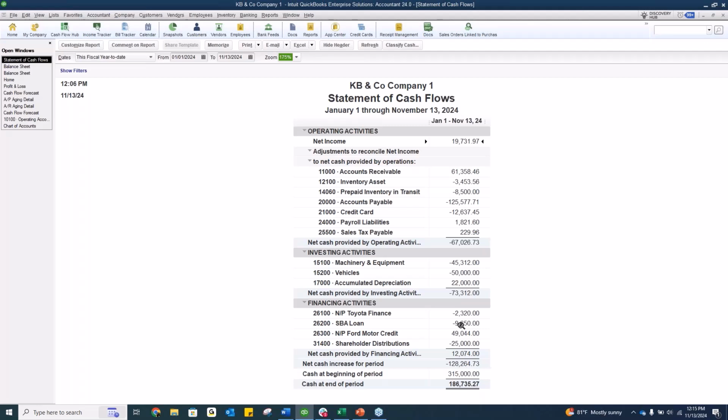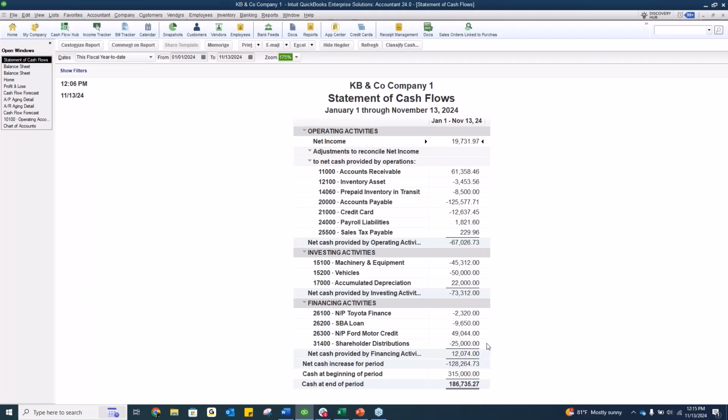The financing activities section of my cash flow is also going to include any equity transactions. If I had made a contribution of equity into the business, this would have increased cash, therefore a positive number. But in my case, I took out a distribution, which used up cash. So that number is going to show as a negative.